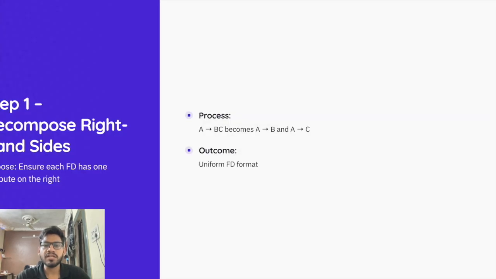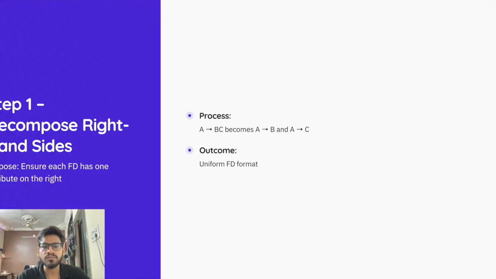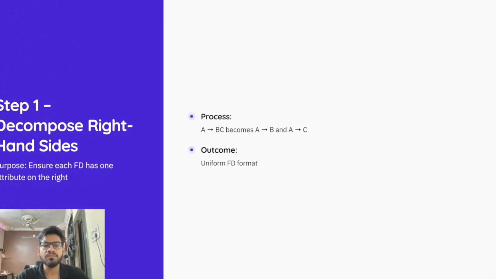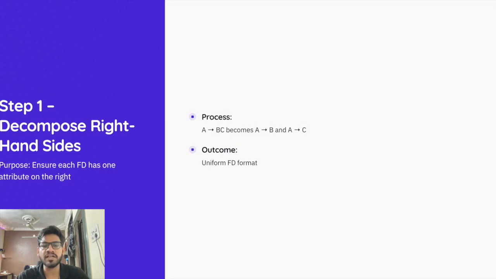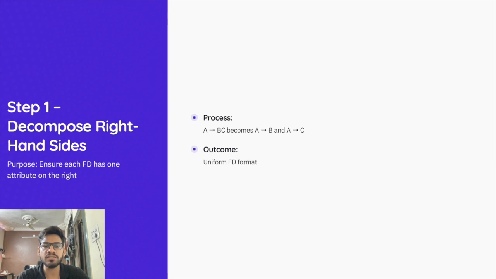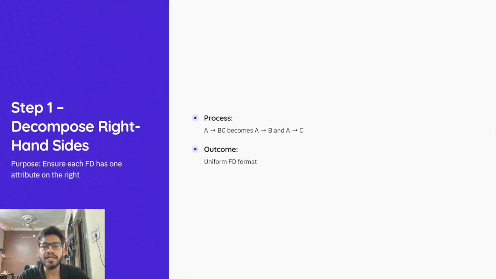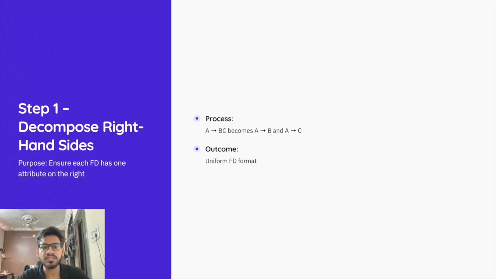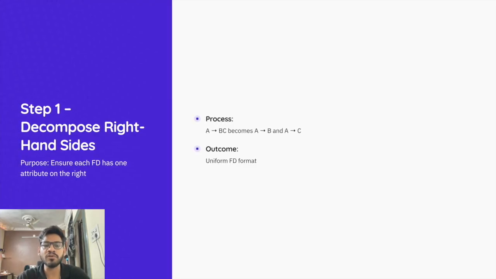To step by step decompose the right hand side, first of all, let's dive into step 1, decomposing the right hand side. We will make sure that each FD has one attribute on the right. So if we see something like A to B C, we break it down into A to B and A to C. This makes FDs easier to analyze and manageable.